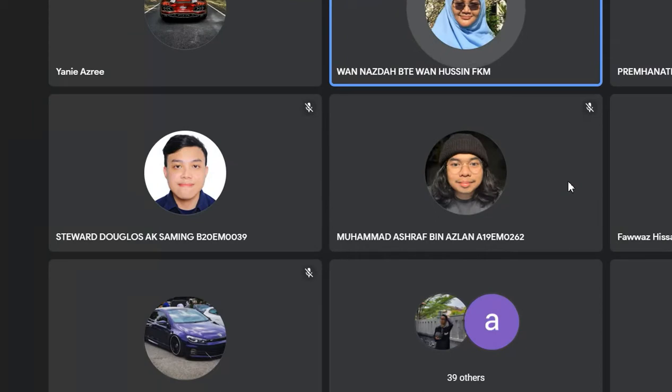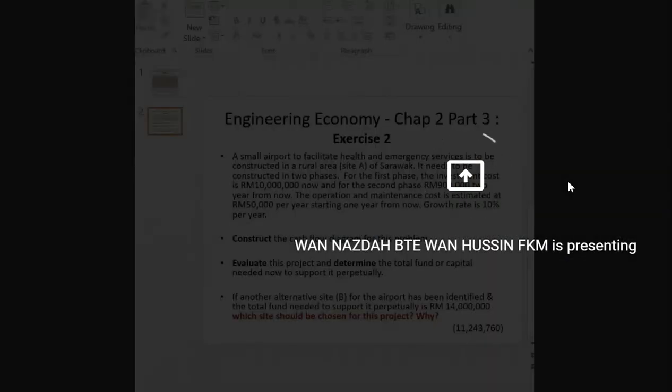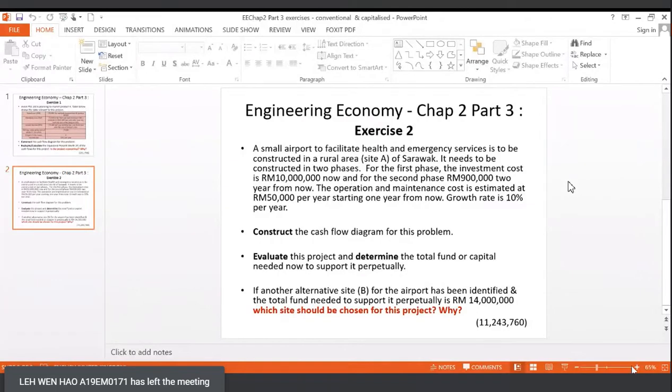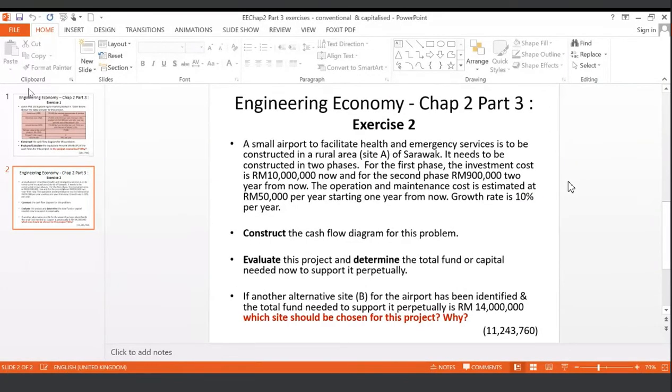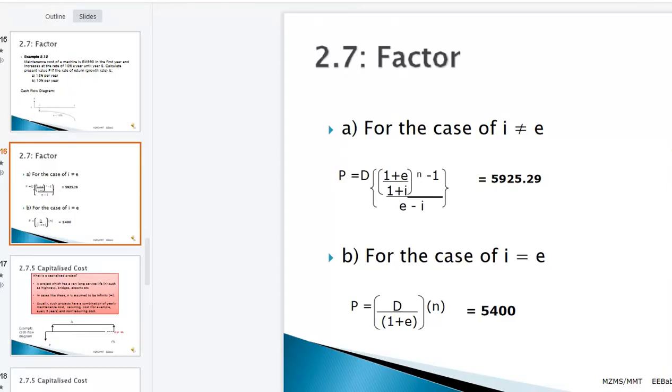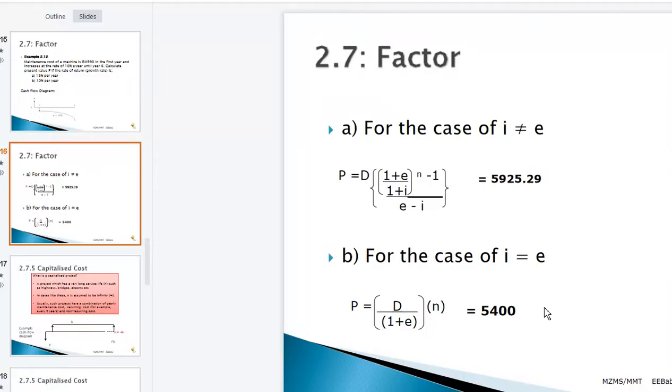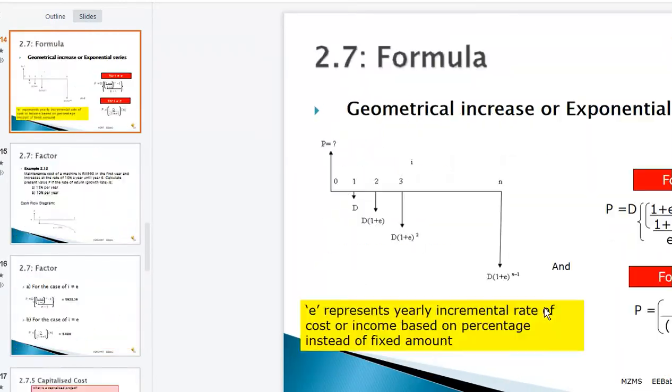Can you try to solve this problem? Alright, so this one is, okay, sekejap ya. For this question, I believe everybody received this question in your e-learning, right? Ada tak dalam e-learning awak? Okay, never mind. Sekejap eh. Mana ni saya dah.